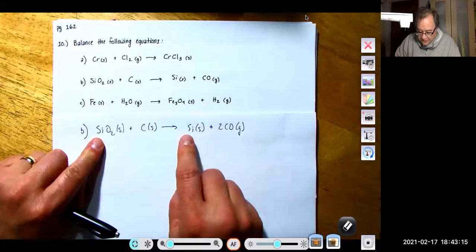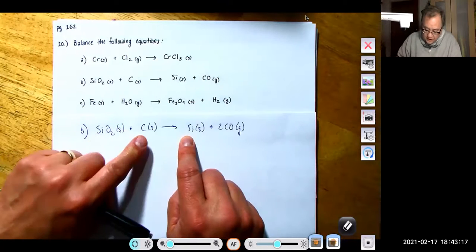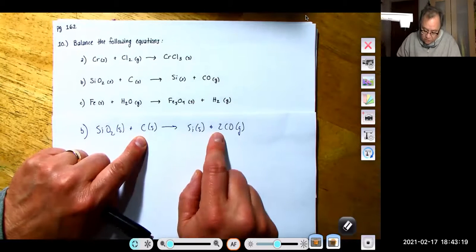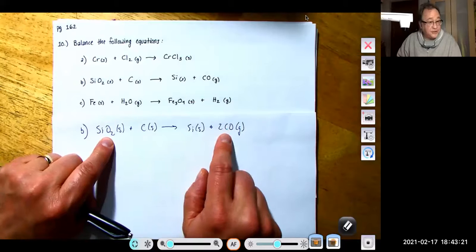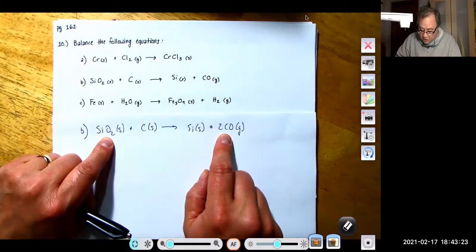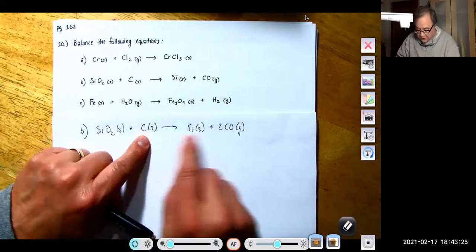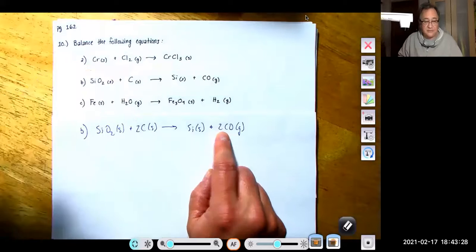And we still have 1 silicon each. Here we have 2 oxygens, and here we have 2 oxygens. And then I go to carbon, and I have 1 here and 2 there, so I'm going to put a 2 there.